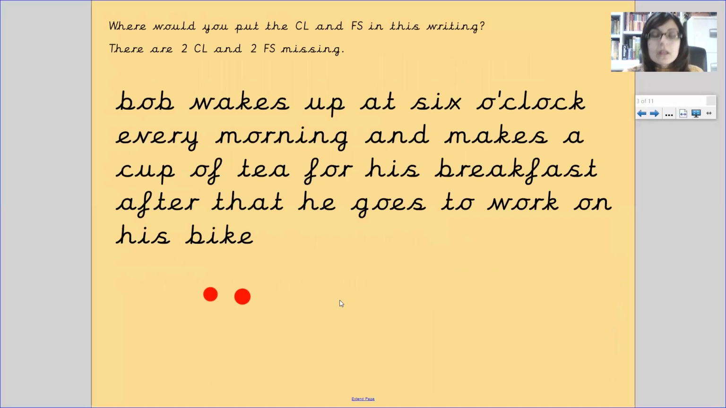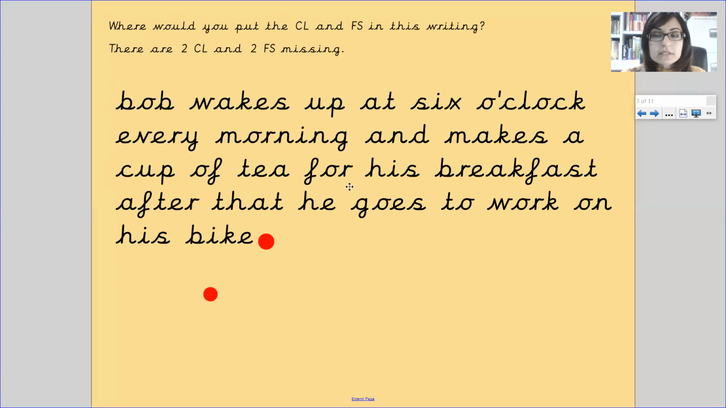Here we go. Bob wakes up at 6 o'clock every morning and makes a cup of tea for his breakfast. After that, he goes out to work on his bike. Right, that was a long one. So this should be two sentences. So we know that a sentence ends with a full stop, so we can pop the first full stop at the end of the sentence.